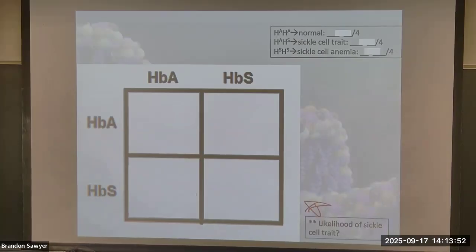Oh wait, that's maybe a different question. Do you include the one who has it in the people who have the trait? So there are three different phenotypes instead of two: normal, trait, and anemia. So you differentiate whether they have the trait or the actual disease, because they show up totally differently. That's the idea here, a one-to-one matching of phenotype and genotype.